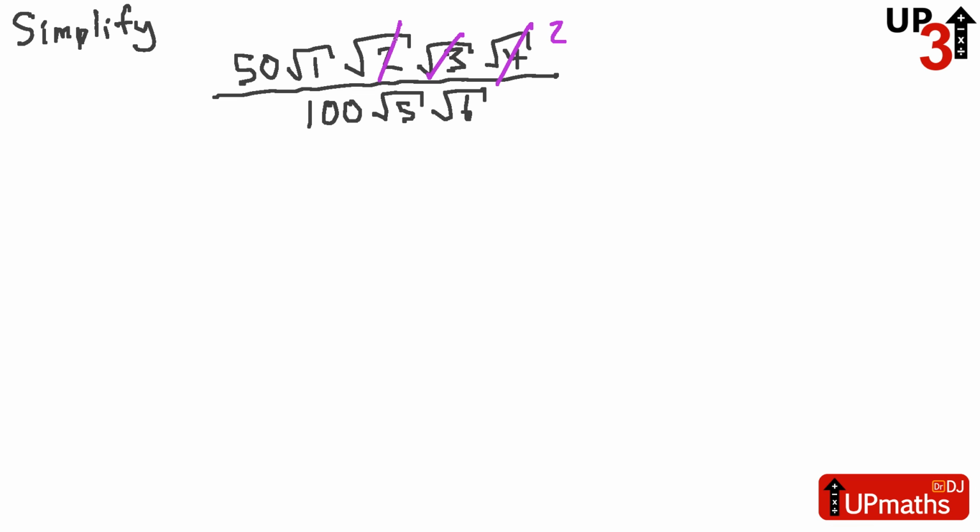Root 3, root 2 just cancelled with root 6. 2 times 50 is 100. So the answer is root 1 over root 5. Oh, wait a sec. Square root of 1 is 1. So it's 1 over root 5.